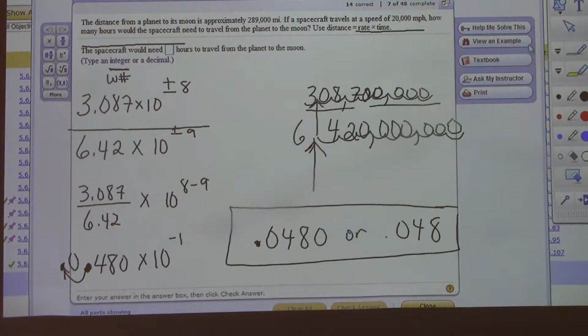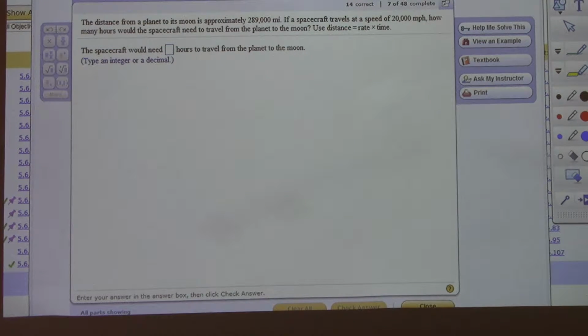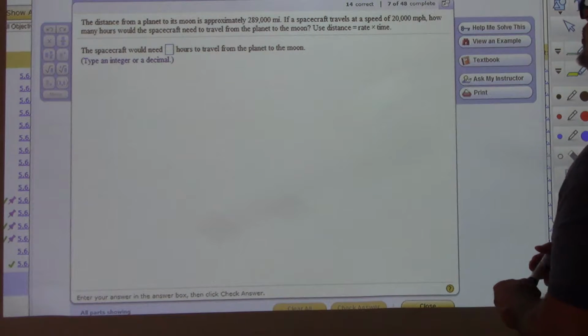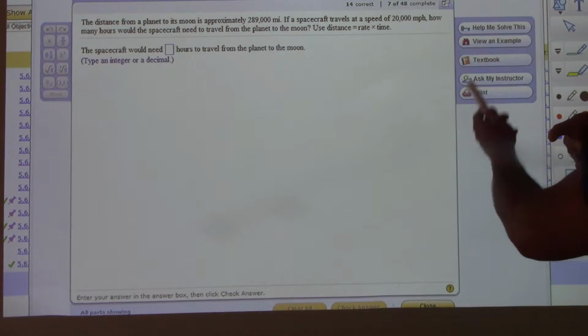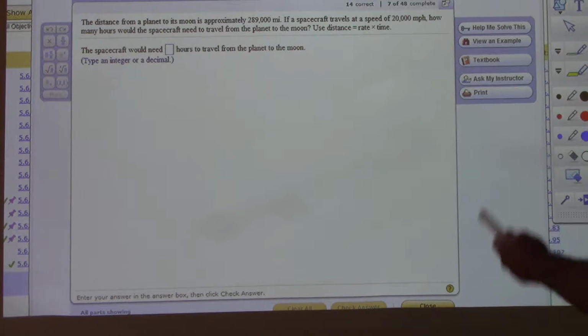Oh, I like this one. Anything having to do with science, I like it because that's where you use scientific notation. This one says the distance from a planet to the moon is approximately 289,000 miles. If a spacecraft travels at a speed of 20,000 miles per hour, how many hours would it take the spacecraft to travel from the planet to the moon?